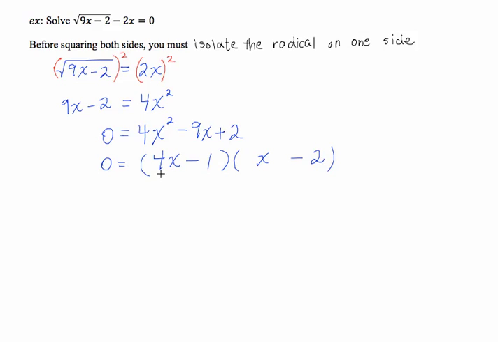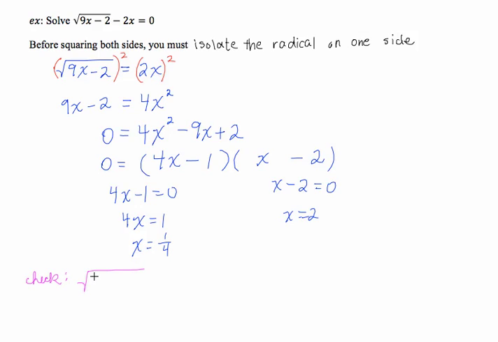Let's see, if I do it like this, when I FOIL, I would get 4x squared minus 8x minus 1x, which is minus 9x, plus 2. So it looks like that works. Then I can set each factor equal to 0 and solve from there. So over here we get 4x equals 1, so x is 1/4. And over here we get x equals 2. And remember, you have to check your answers by going back to the original equation.